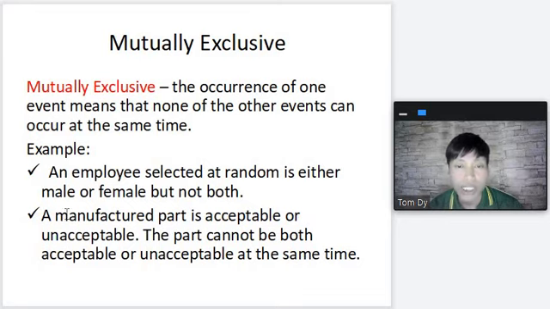Another example here is a manufactured part that is acceptable or unacceptable. The part cannot be both acceptable and unacceptable at the same time.